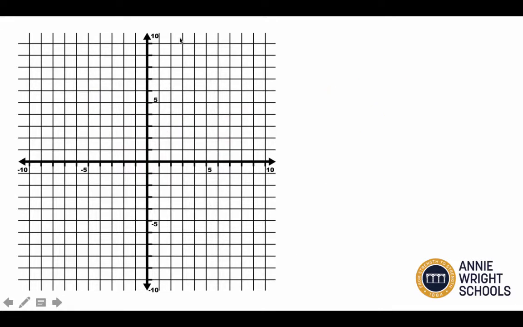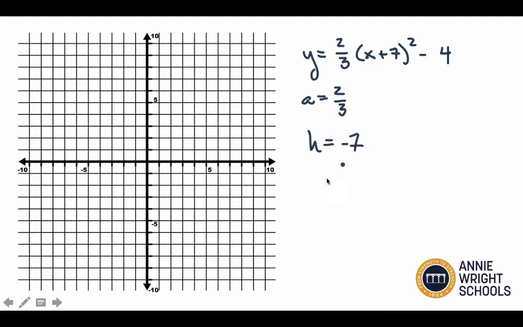So if I give you something with all of those parameters, we're going to make this really hard, y equals 2/3 x plus 7 quantity squared minus 4. The first thing to do is identify what all your parameters are. a is 2/3, h is equal to -7, and k is equal to -4.